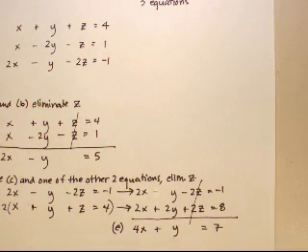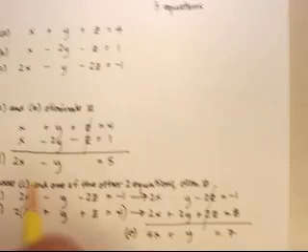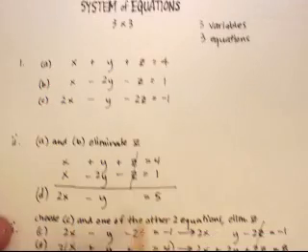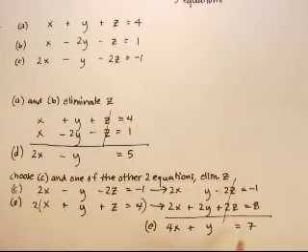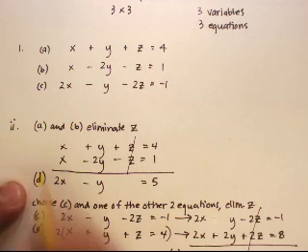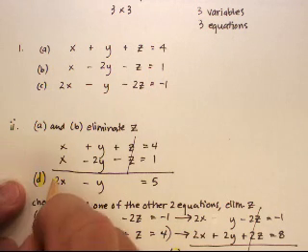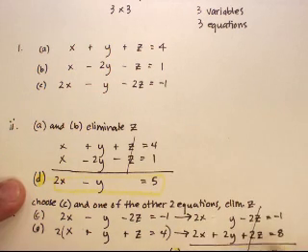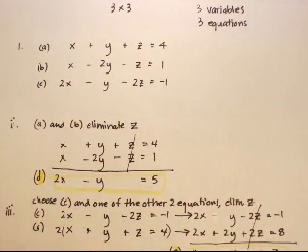Now look what I've done here. I've used all three equations, and I've eliminated the same variable, the z here and the z here, in the two secondary equations, the D and the E. So now what I have is a two-variable, two-equation system. So I'm going to do this again.